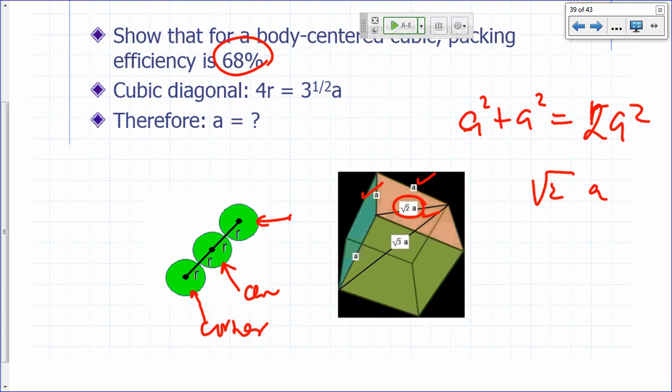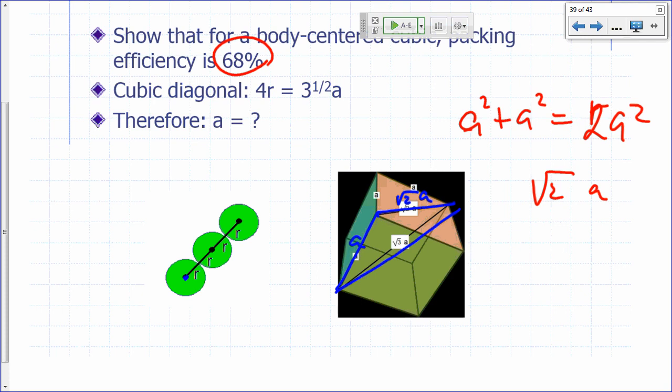And then if you use this one right here, look at this right triangle right here. This is square root of 2 times A. This is A. I'm sorry. And so this length right here, the diagonal across the cube would have a length of square root of 3A. Okay? So that means that, let's look at the length of the diagonal. You have 3 atoms across the diagonal, right?